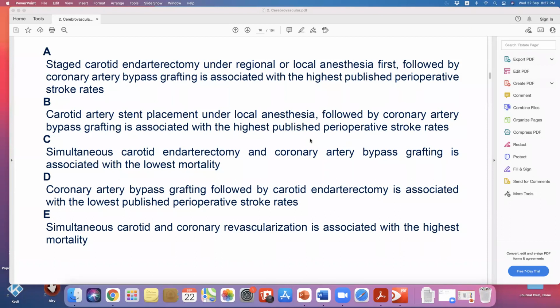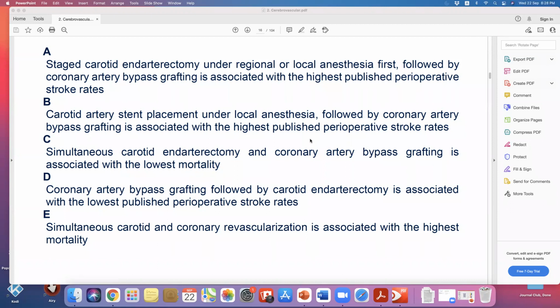Simultaneous carotid endarterectomy and coronary artery bypass grafting is associated with the lowest mortality. You say this is the correct one? Not really. As I'm saying, this data showed the opposite. I don't know why, but this was the data. They said it's the highest mortality if you do them together. And this is the reason why the cardiac surgeons are now fighting with us with this new data. So they said it's the highest mortality if you do them together. So it's the opposite.